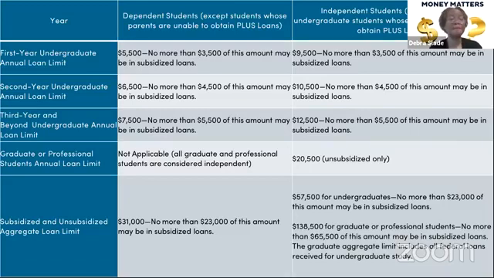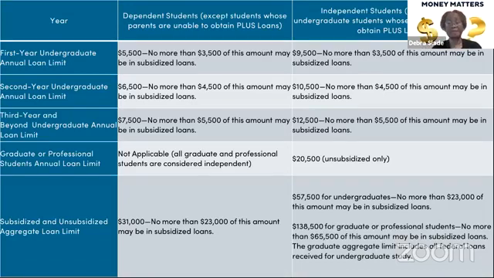The second year, where you're sophomore students, you're eligible to get up to $6,500. Again, $4,500 of that can be subsidized. And then once you reach your third year, once you've earned enough credit hours to be considered a junior, from that point on until you graduate, you are eligible to get up to $7,500 per academic year. Again, with $5,500 of that being subsidized.